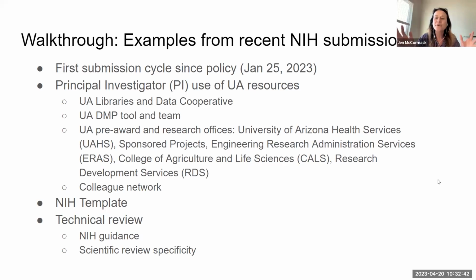So just a quick review from the UA side. Over in my office, we are so grateful to our colleagues who set up and took such a proactive approach to this policy so that when we have requests from the PI, we could jump into sharing resources. I've already reached out to Jim and Fernando a couple of times with the data management plan. So of course, we've got the libraries and the data cooperative. As Matt shared, we highly encourage people to use the DMP tool. And then I think there are some of my colleagues in the other pre-award offices on this call. They also have been sharing the resources as well as the NIH things, including University of Arizona Health Services, College of Agriculture and Life Sciences, and Cal pre-award offices.